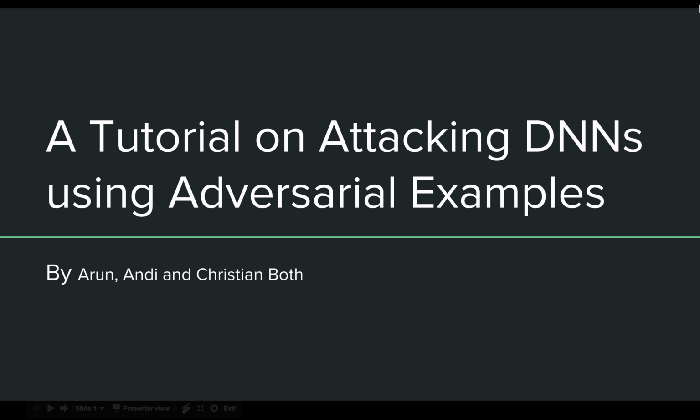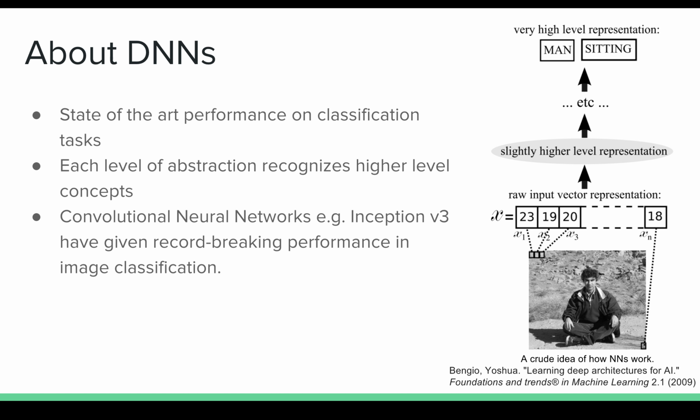Hello, our project is a tutorial on attacking DNNs using adversarial examples. Deep neural networks nowadays have been gaining popularity in various machine learning tasks due to their ability to represent higher-level concepts. One particular type of network using a deep architecture, the convolutional neural network, has recently been shown to achieve near-human performance in image classification tasks.